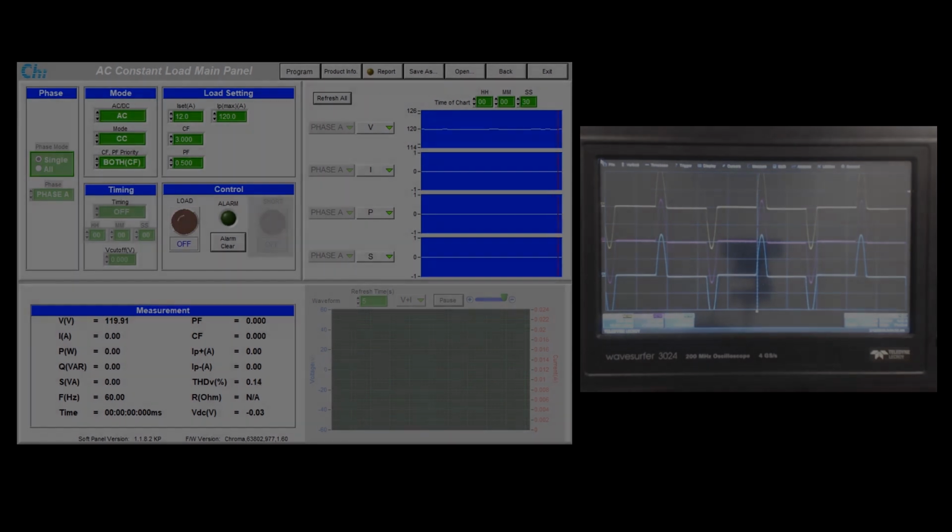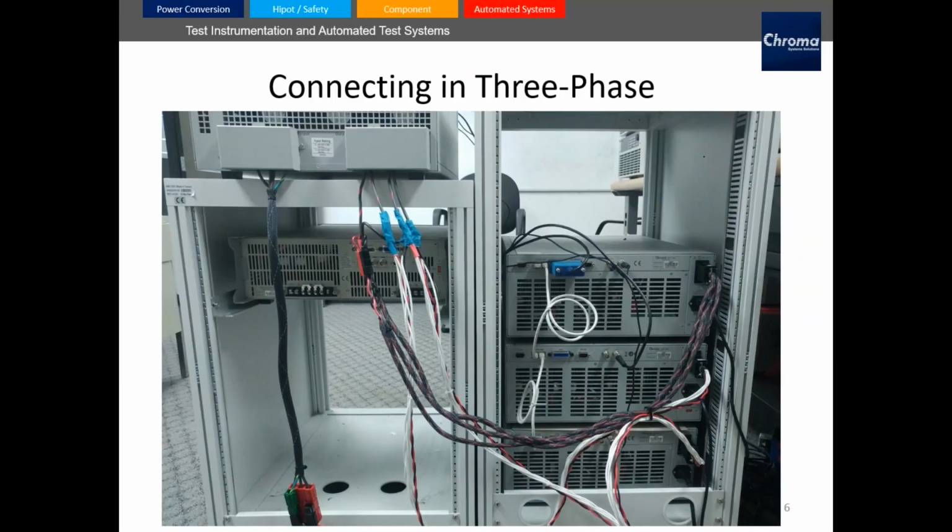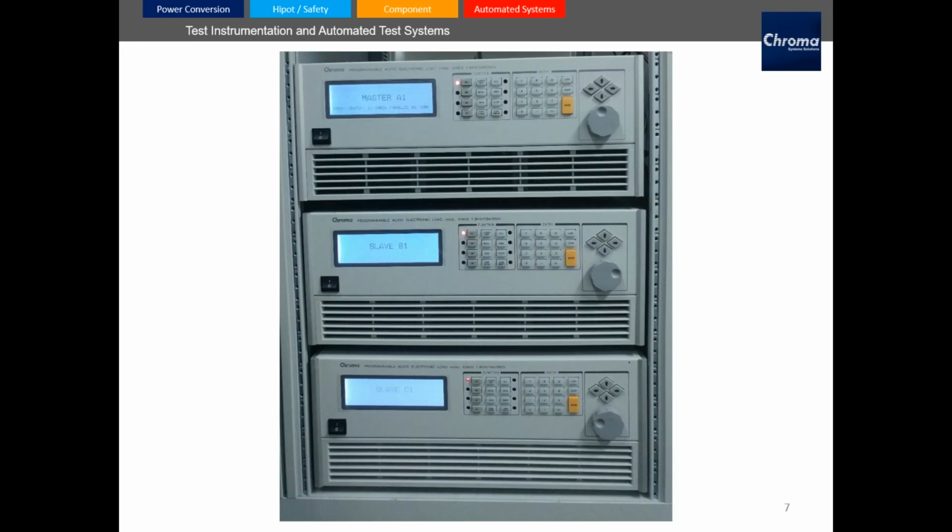Next, we'll set up the loads in three-phase mode. For three-phase mode, each of the loads is connected to a separate phase of the AC source. They all still share a common neutral. The sync cables are set up in the same way, but the loads are configured differently. The loads are connected to different phases, A, B, and C. Each phase only has one load connected.